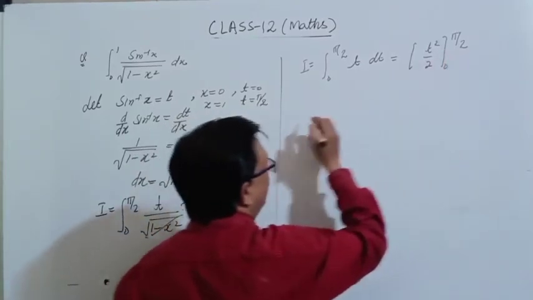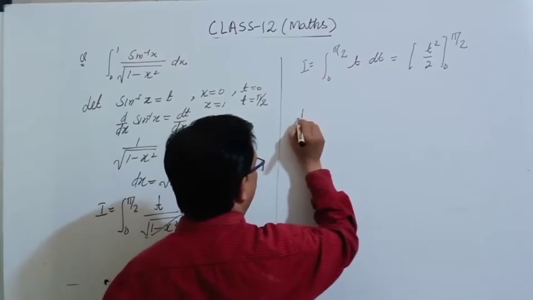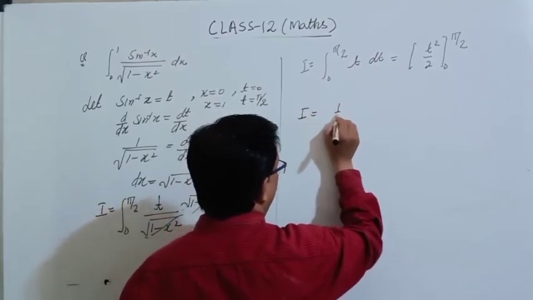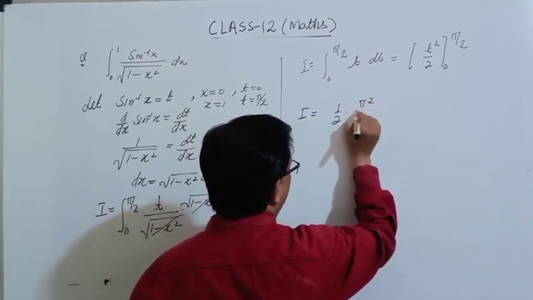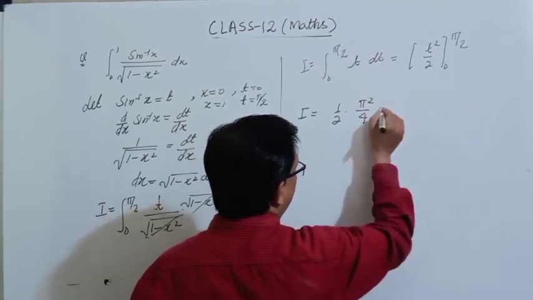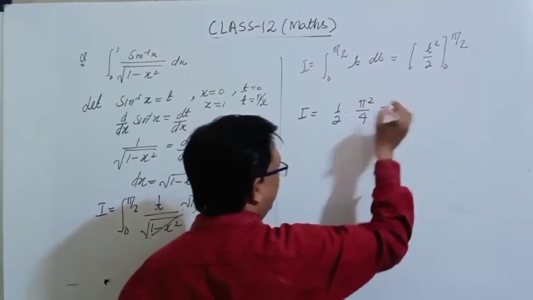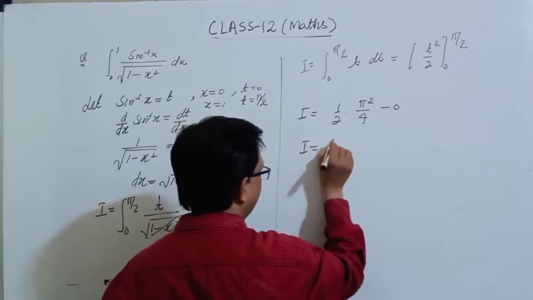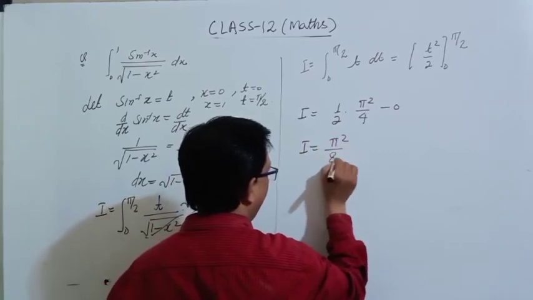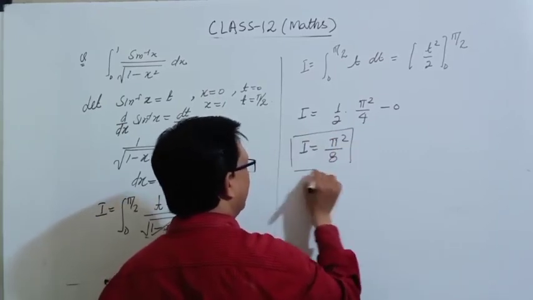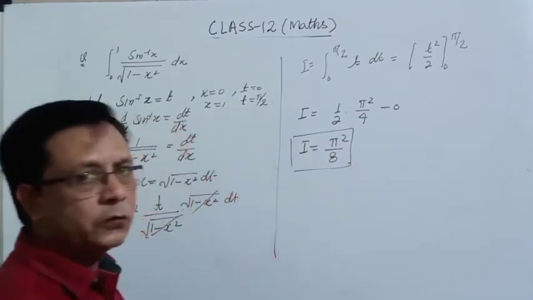Student, now putting the value of limit, so we get I is equal to 1 by 2 times pi square by 4 minus 0, because the lower limit is 0. So the final answer is I is equal to pi square by 8. This is your final answer. So student, note down.